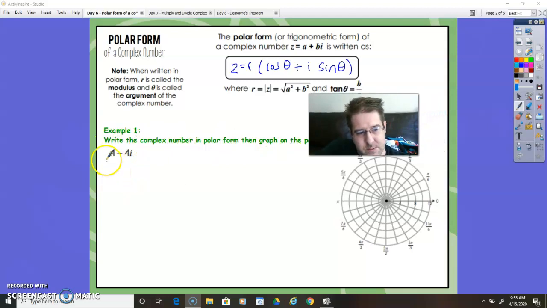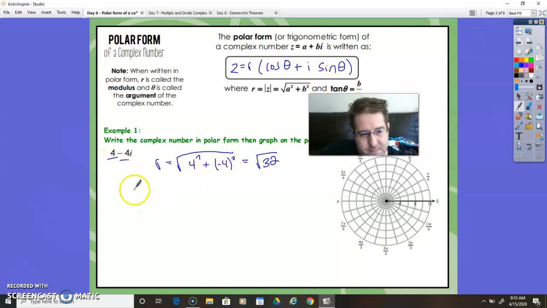Write the complex number in polar form. So we have 4 minus 4i, remember, 4 is a and negative 4 is b. If I'm going to find the radius, that would be r equals the square root of 4 squared plus negative 4 squared. Now 4 squared is 16 and negative 4 squared is also 16, so this adds up to 32. Square root of 32 is your radius.